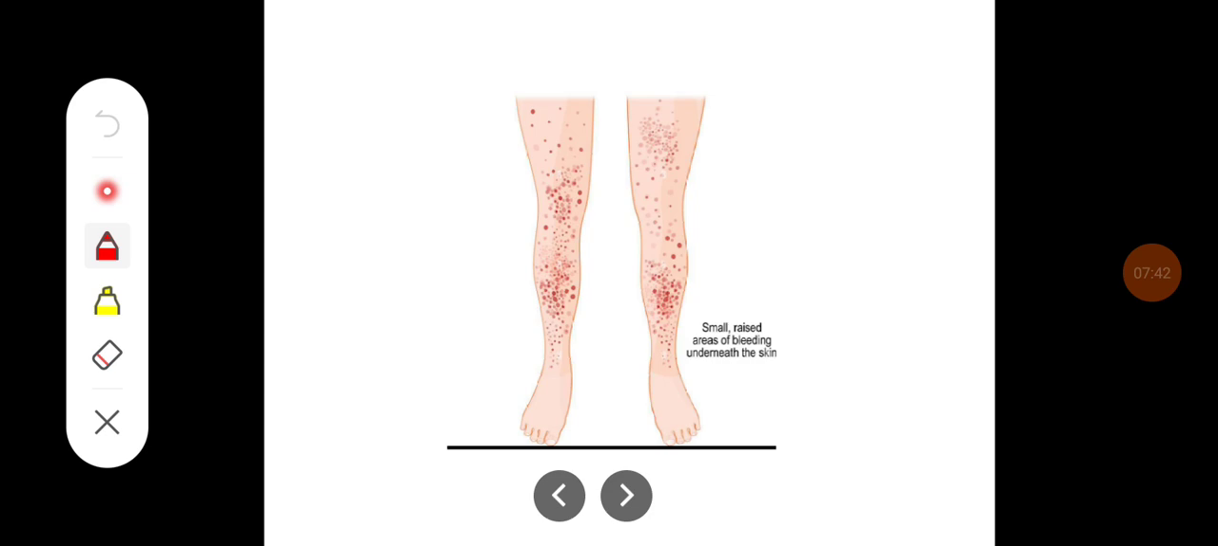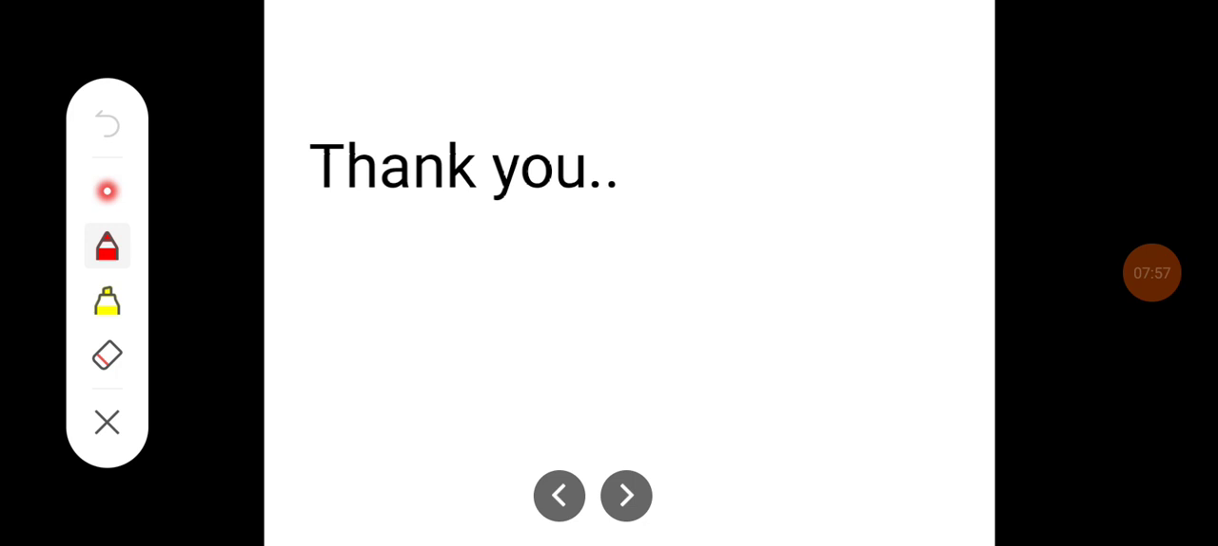This is a diagram showing the petechiae in thrombocytopenic purpura, where you can see small raised areas of bleeding underneath the skin. This is regarding the fibrinolytic system in brief. Thank you.